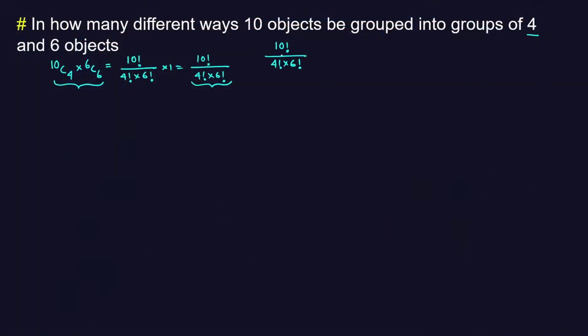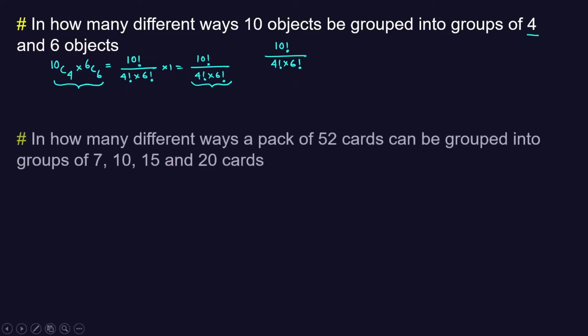How? First, we have to see how many objects are to be grouped. So in the numerator, you write down factorial of that. In this case, we have written factorial 10 in the numerator. And we are dividing it in two groups of 4 and 6 objects. So I have divided it by factorial 4 and factorial 6. That's it. Let me take another problem.